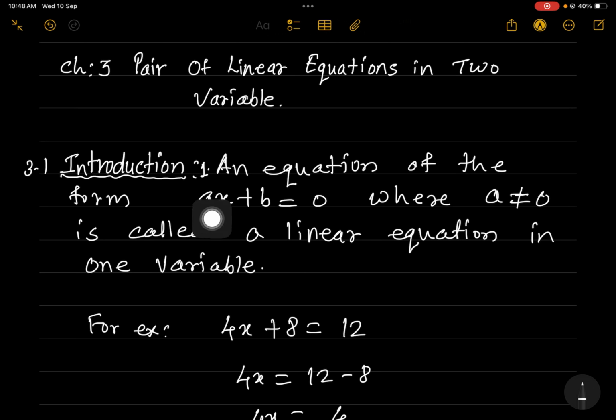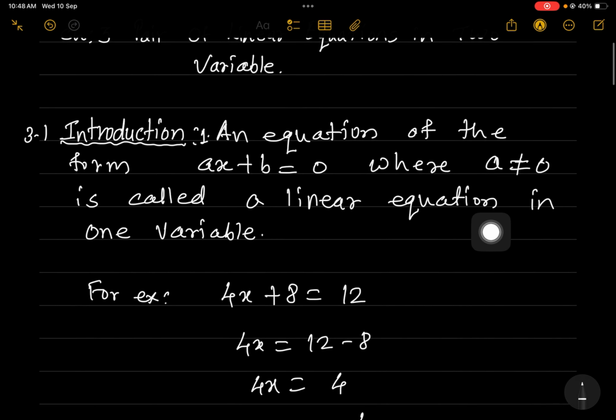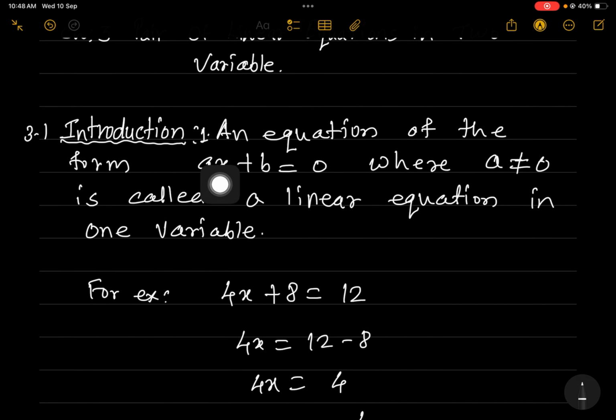Now see here in the introduction, for one variable, an equation of the form ax plus b equal to 0, where a is not equal to 0. If a is equal to 0, then the first term is absent and it becomes only b, so a is not equal to 0. And this form of equation, ax plus b equal to 0, is a linear equation.